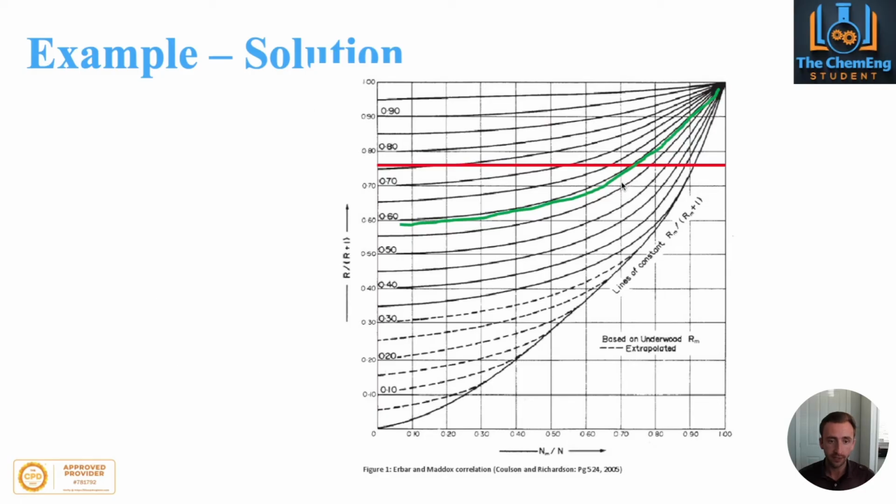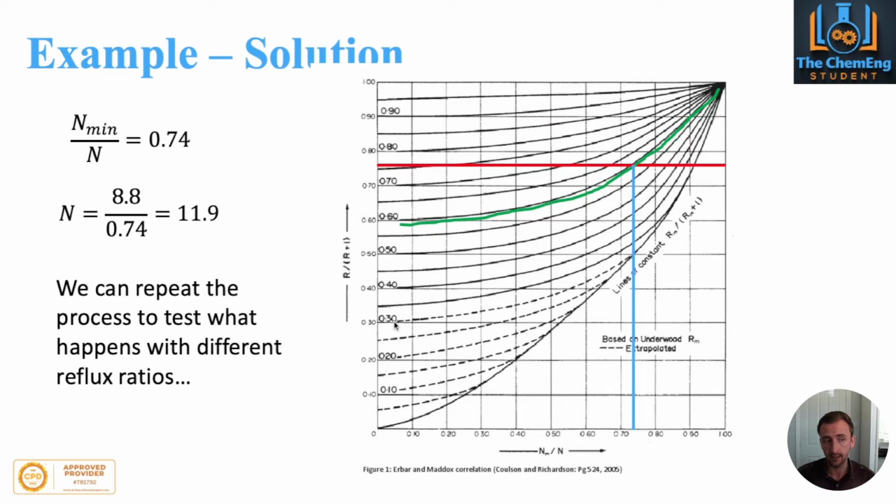Now at the point of intersection, we say that N min, that's our minimum number of stages, divided by the actual number of stages, becomes 0.74. That then tells us that our number of stages for a reflux ratio of 3 is 11.9. So there's a difference from the minimum, which was 8.8.